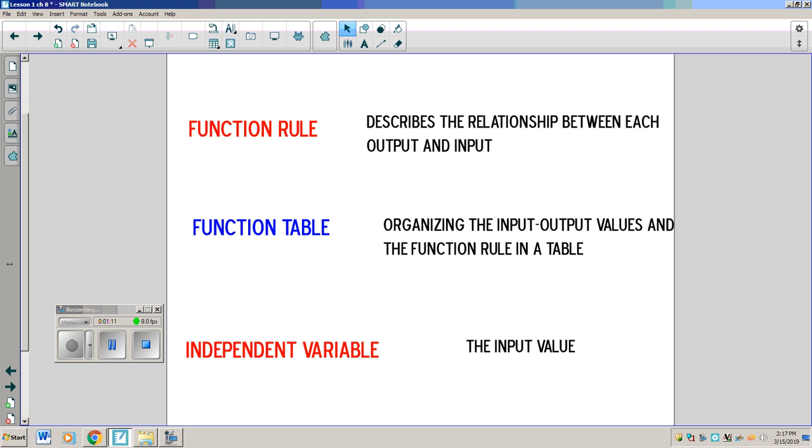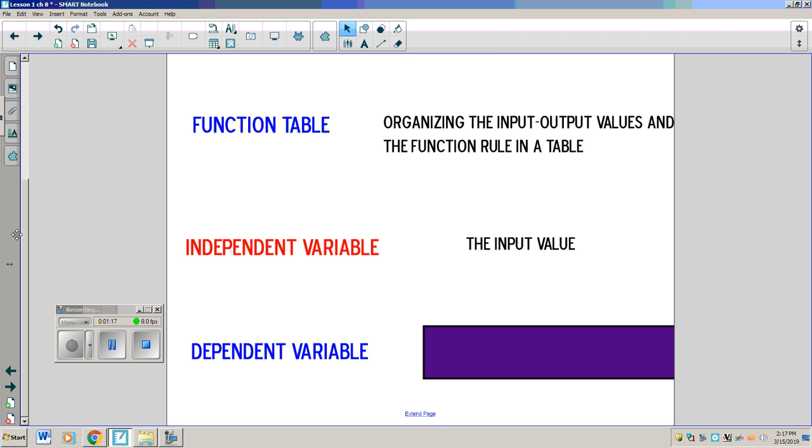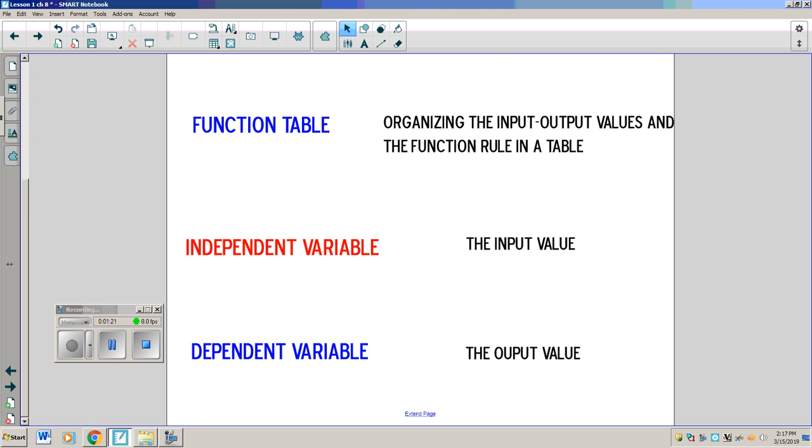An independent variable is called the input value. A little different than science, but not much. Then you have the dependent variable, which is the output value. In other words, the answer. Get those copied down. Remember, hit pause. Sometimes you can use your space bar. Get those copied down.